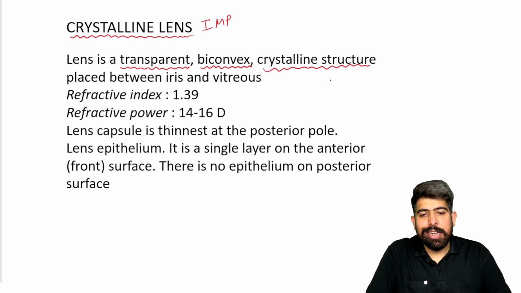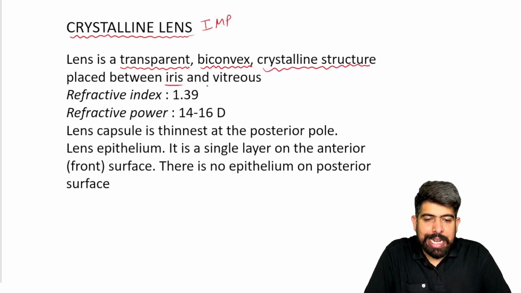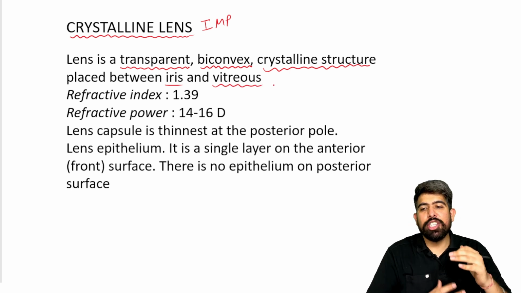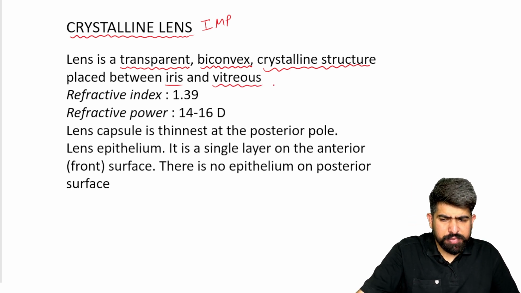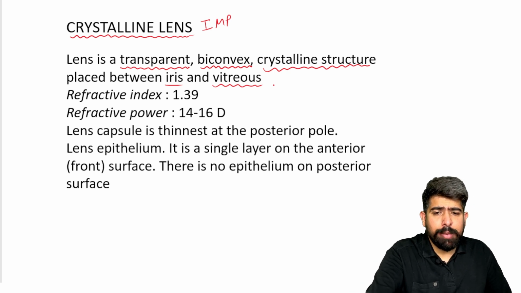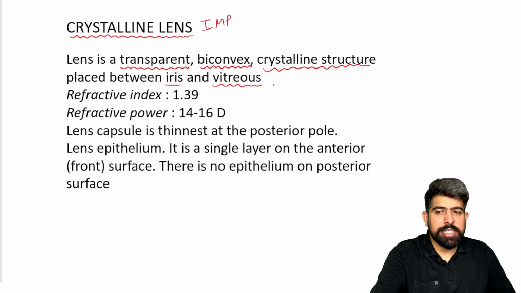The shape is biconvex, and this crystalline structure is placed between the iris and the vitreous. As I showed you in the starting, when we were dividing our eyeball into segments.